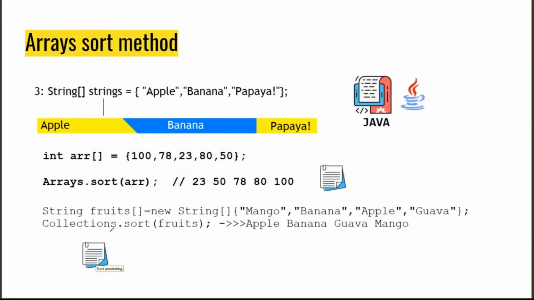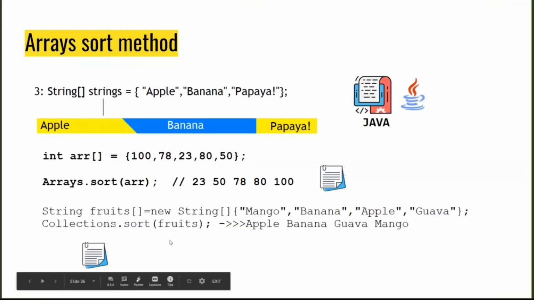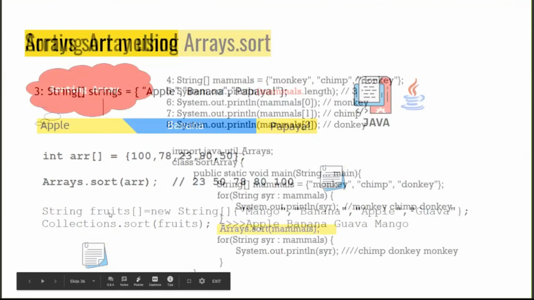Like here, if you have a string, can you see this? And here I am using Collections.sort. This is wrong. I don't know why I have written it. I am telling you, the sort method only works for a list.